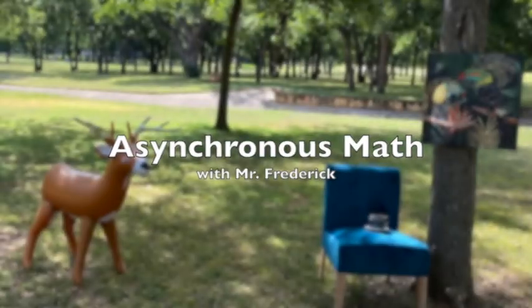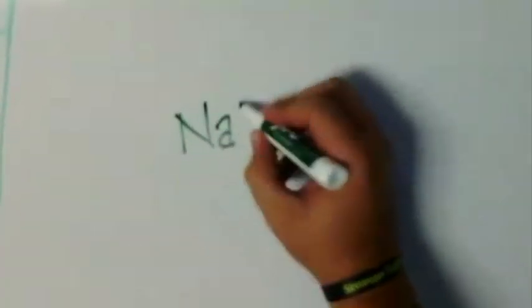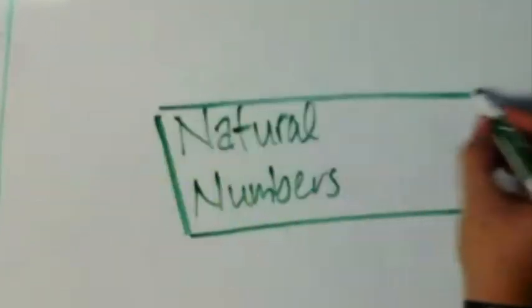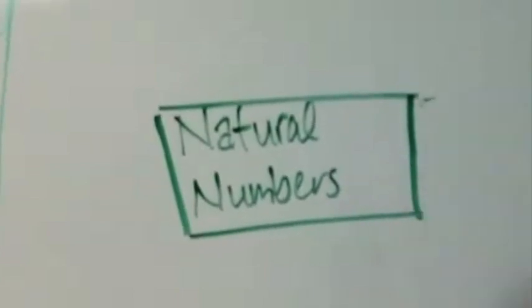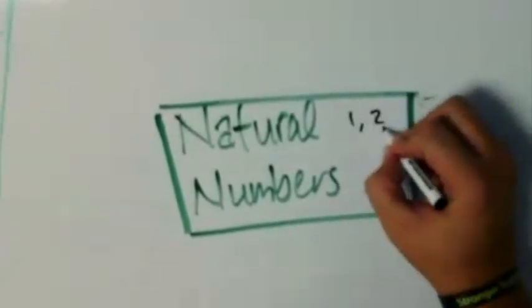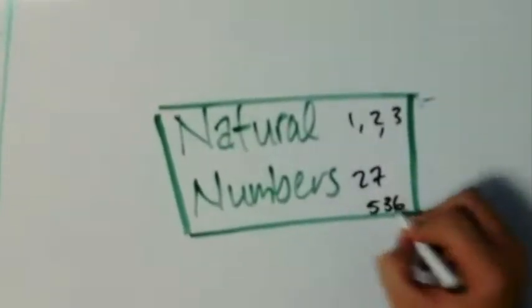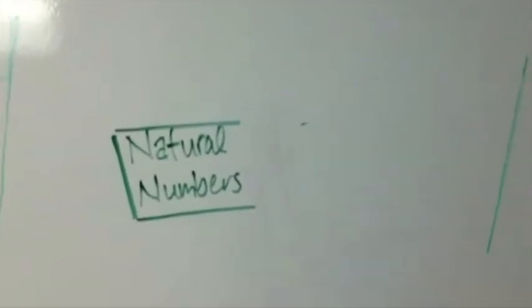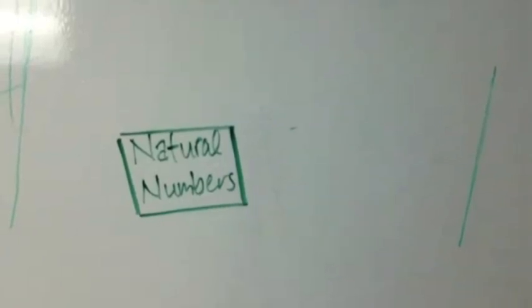And now for today's topic, number systems. Let's head to the board. We're going to start off our discussion with number systems by talking about natural numbers. Natural numbers, I guess, is the most exclusive club of numbers. These are numbers like 1, 2, 3, 27, 536. These numbers do not include 0, but they're counting numbers that you would naturally start off learning.